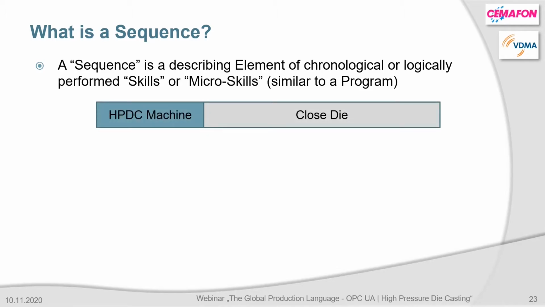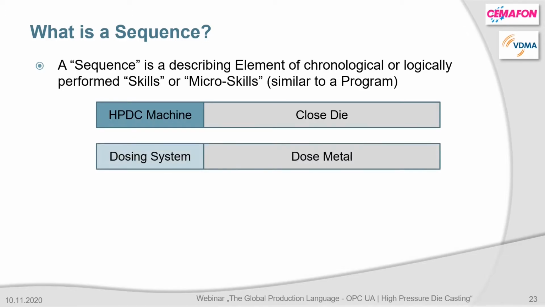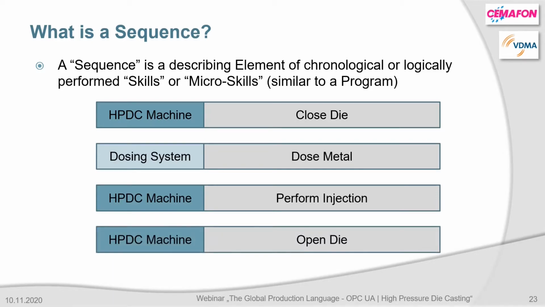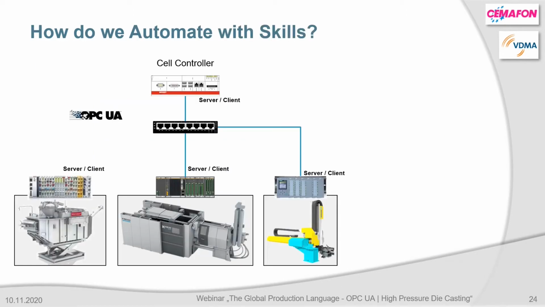A sequence looks like this. The machine, for example, closes the die, then the dosing system doses metal, the high pressure die casting machine needs to perform the injection, and then after solidification it opens the die again. And we call this list, this step-by-step of skills or micro skills, an automation sequence.